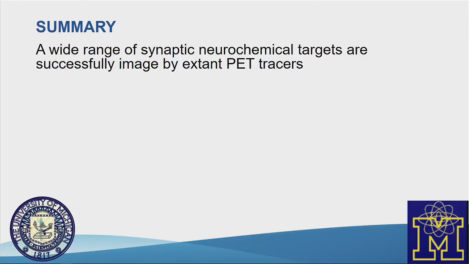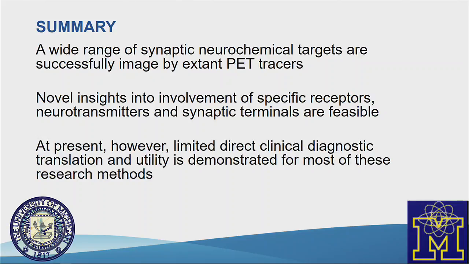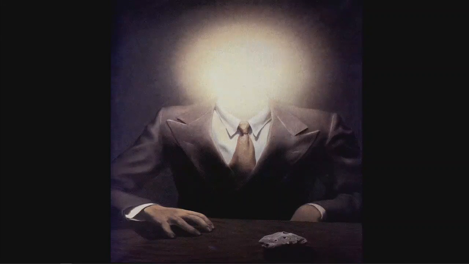So, what I think I've said, there are a very wide range of synaptic neurochemical targets that have been successfully probed by PET tracers. Novel insights into the involvement of specific receptors, neurons, and neurotransmitters are now feasible and have been feasible for some 2 to 3 decades. But at the present time, we're limited by direct clinical diagnostic translation of these methods, and we really need to think long and hard about whether we've overlooked some potential applications we should now pursue. So I'll conclude there.